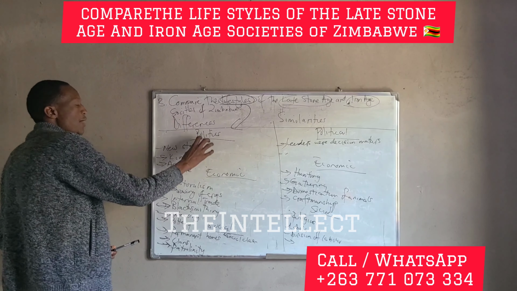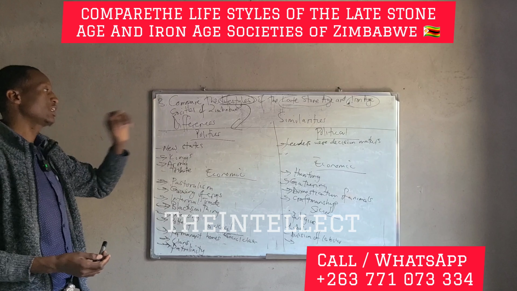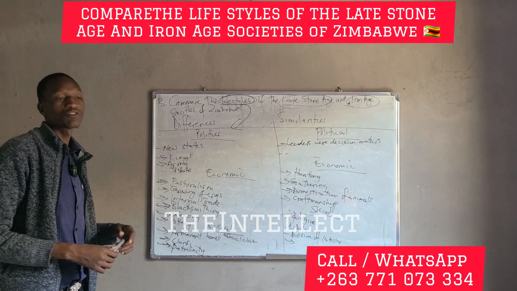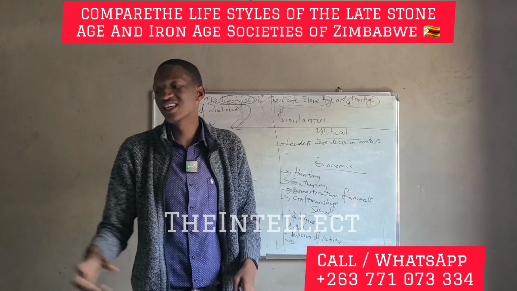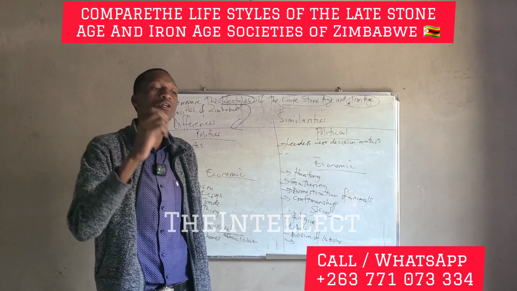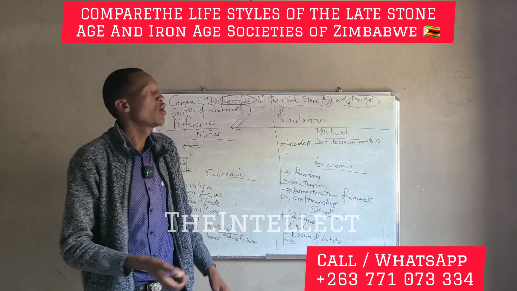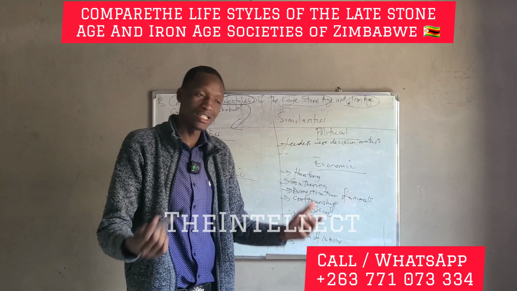So in their political societies, the difference is that during the Iron Age societies, there was the formation of states, for example, Mapungubwe and Great Zimbabwe. These are the fundamental states that were introduced by the coming of iron. Whereas in the late Stone Age period, there were no states that were formed.